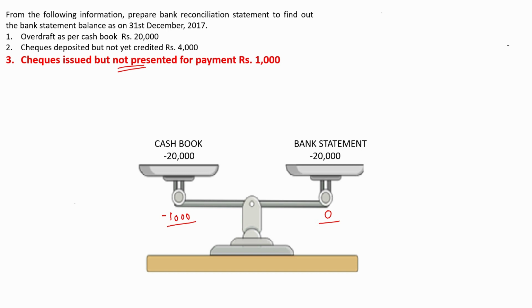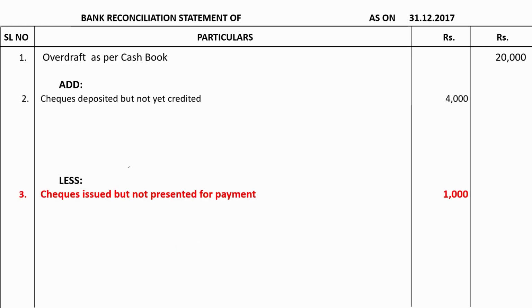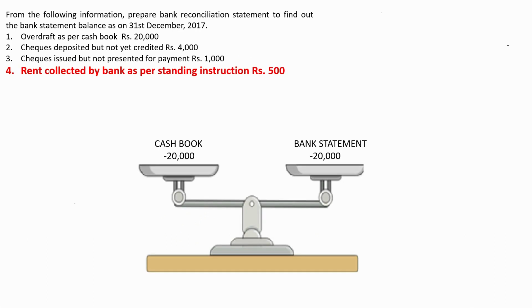Every withdrawal will increase our overdraft balance. That means the cash book shows a 21,000 rupee overdraft, whereas it is 20,000 in the bank statement. To make this equal, we have to deduct rupees 1,000 in the BRS starting with overdraft as per cash book. Check issued but not yet presented for payment is shown as a deduction in the BRS.